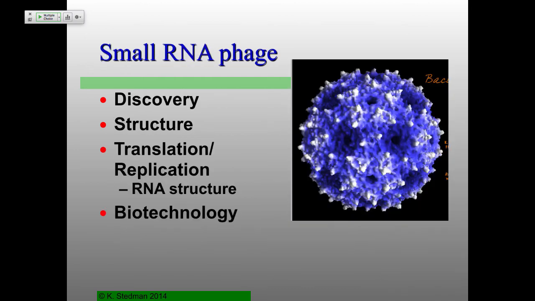So, small RNA phage. When I talk about each of these individual viruses and the virus families that are here, and this is basically the chapters out of our textbook, I'll sort of do this review. Usually it's going to be, how were they found, what does their structure look like, and then some aspects of the molecular replication things, and then sometimes some cool stuff here at the end in terms of the biotechnological applications.